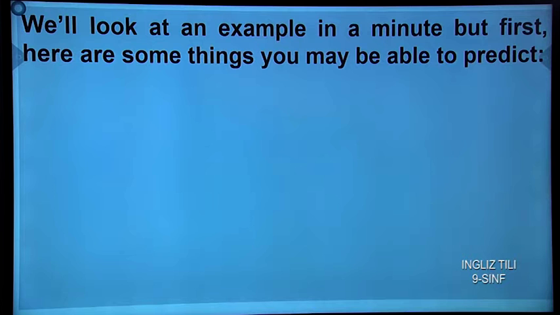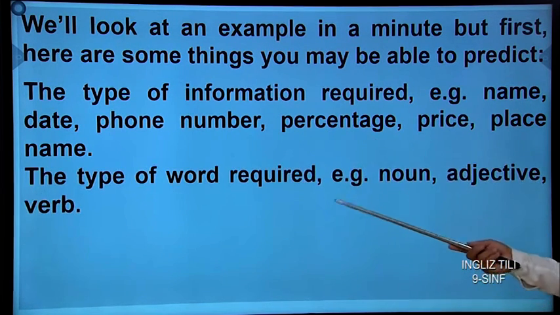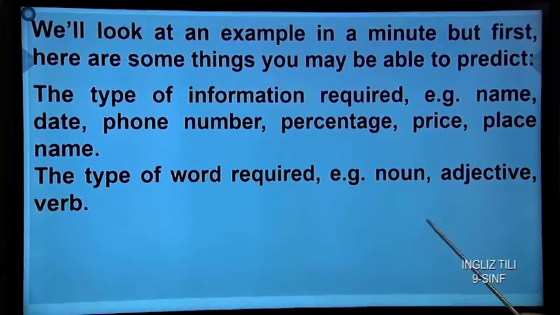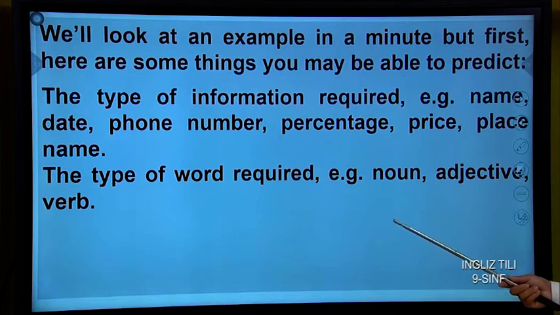We will look at an example in a minute, but first, here are some things you may be able to predict. The type of information required: name, date, phone number, percentage, price, place, name. Don't forget these things. And every time pay attention to the name, price, place, and percentage. So, the type of word required, you will need to pay attention to: noun, adjective, and verb.